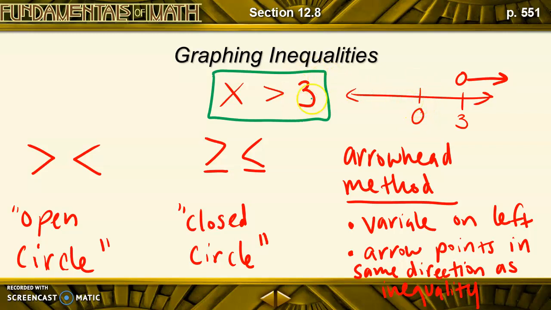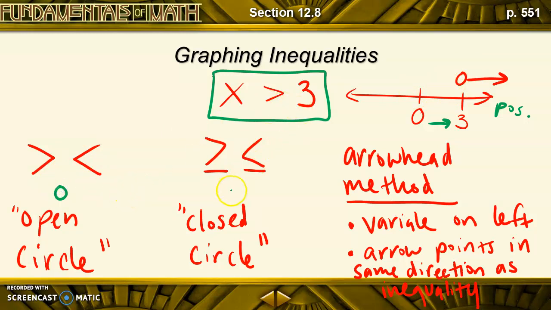And because we're comparing it to 3, I need to figure out where positive 3 would be on a number line. Well, positive 3 goes to the right because it's on the positive side. Okay? Now, this sign, less than, is going to be an open circle. See how this is an open circle? So an open circle would look like this.